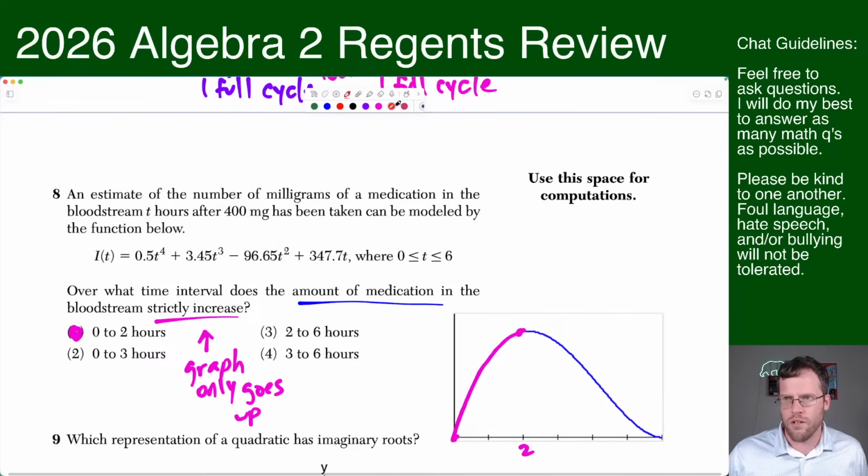0 to 3 is no good because on our way from 2 to 3, see how the graph starts to drop? Like if this is a roller coaster, this is when the ride would start to be fun or scary. It would start to drop. 2 to 6 is no good because on our way from here to here, this is just dropping. And 3 to 6, same thing. It's dropping. So choice 1.